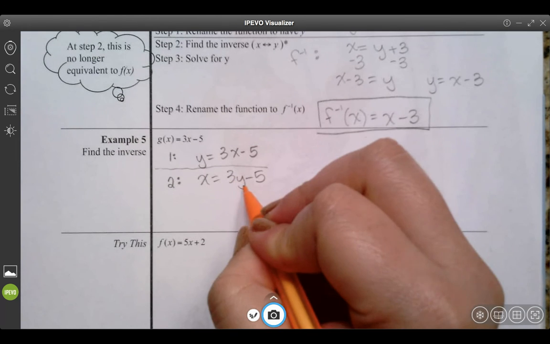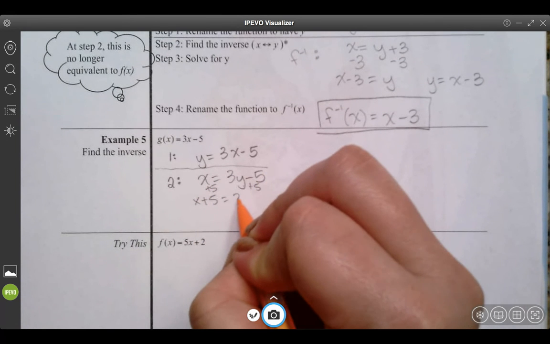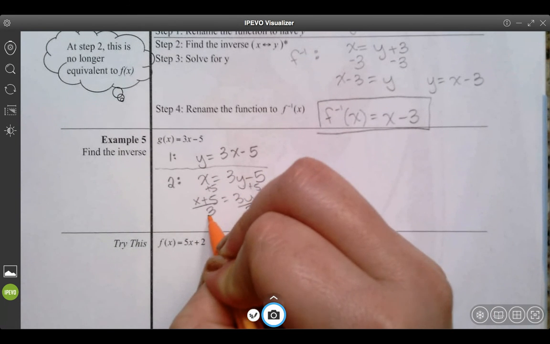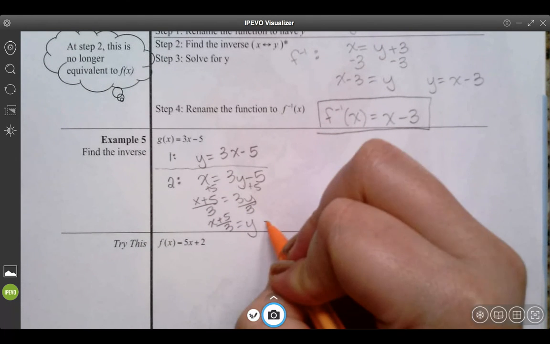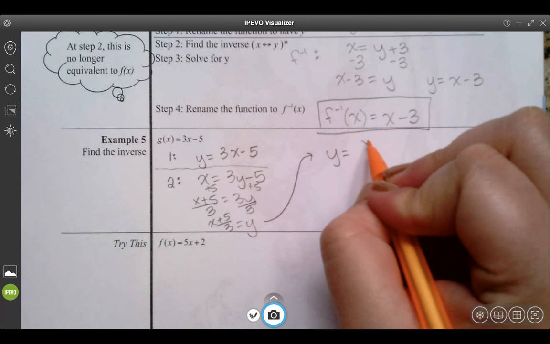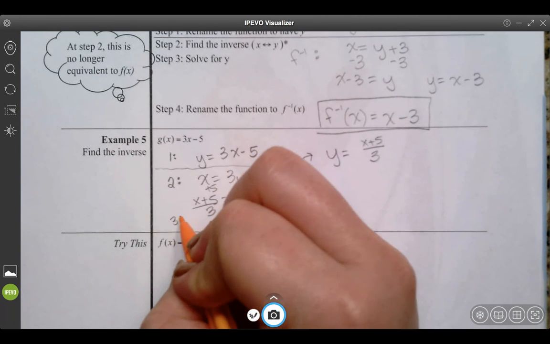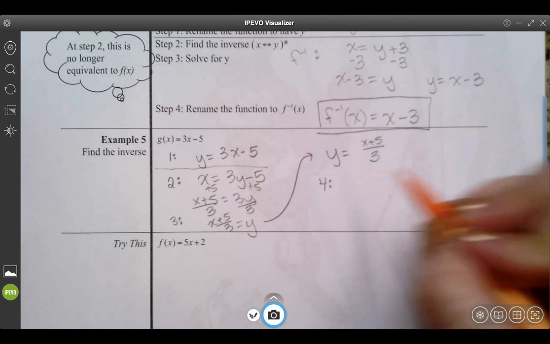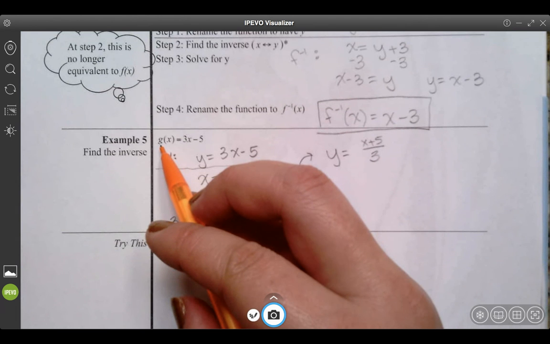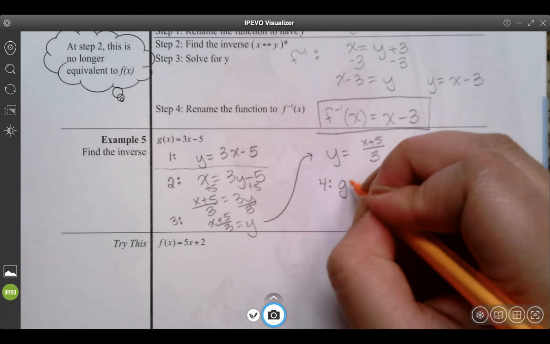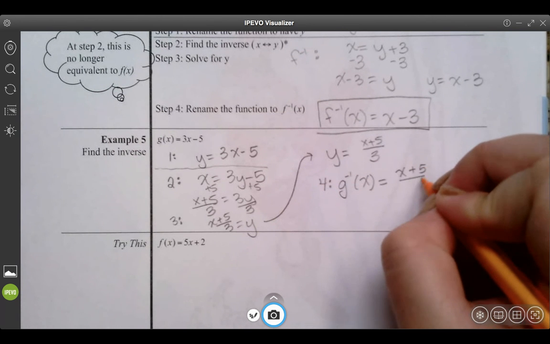And then we need to solve for y. So plus 5, x plus 5 equals 3y. Divide by 3. x plus 5 over 3 equals y. And then I'm going to rewrite it. y equals x plus 5 over 3. And that was step 3. And finally, step 4, to rename it as the inverse. Now, since this was g of x, we're going to name this g inverse. So it's g inverse of x equals x plus 5 over 3.